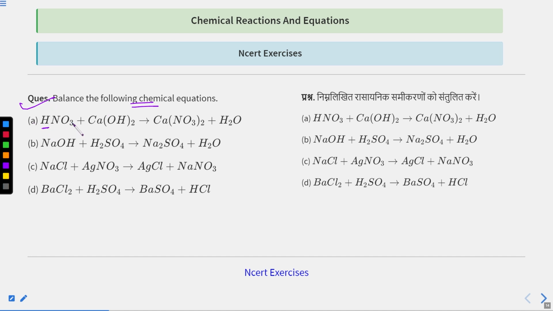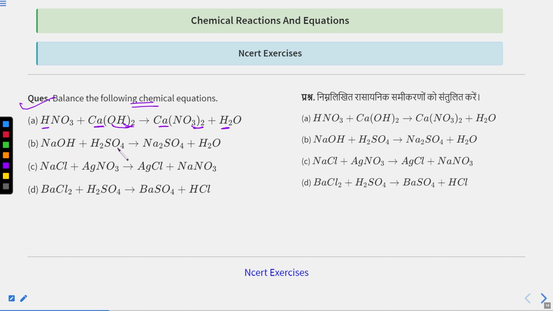Like you can see, this is nitric acid reacting with calcium hydroxide, and it will form calcium nitrate. Calcium hydroxide is a base, this is an acid, so it will form salt and water. You can see 1 calcium, 1 calcium. You can see 2 oxygen plus 3, 5 oxygens are there. You can see only 3 times 2 is 6 plus 1, 7 oxygens are there. You can see 2 hydrogen, only 1 hydrogen, 2 plus 1, 3 hydrogens are there. Like that you can balance this equation.